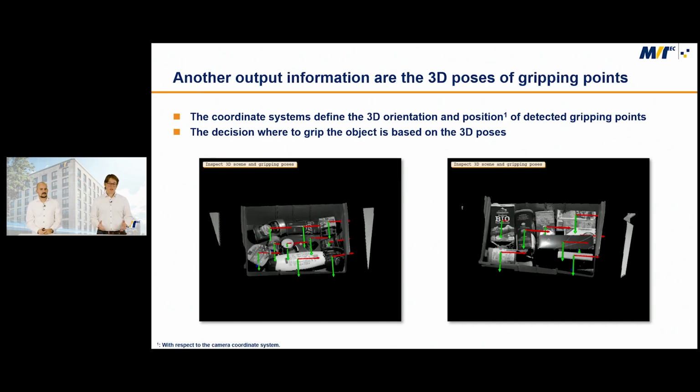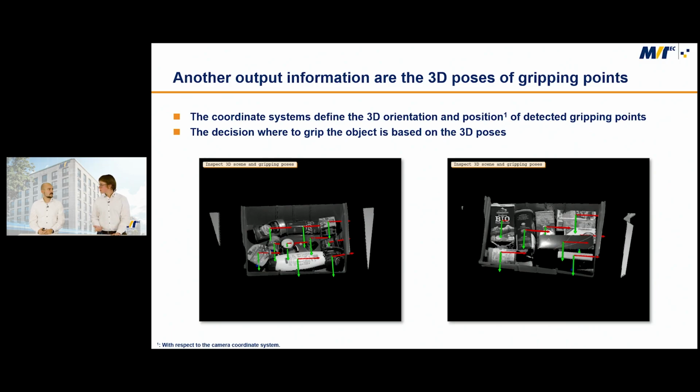Then, of course, you have to be able to approach these gripping points. And to be able to approach gripping points, you need poses. The 3D gripping point detection will provide you these poses of the extracted gripping points. However, these are in respect of your camera coordinate system. So you have to translate them to your robot coordinate system to be able to approach them successfully.